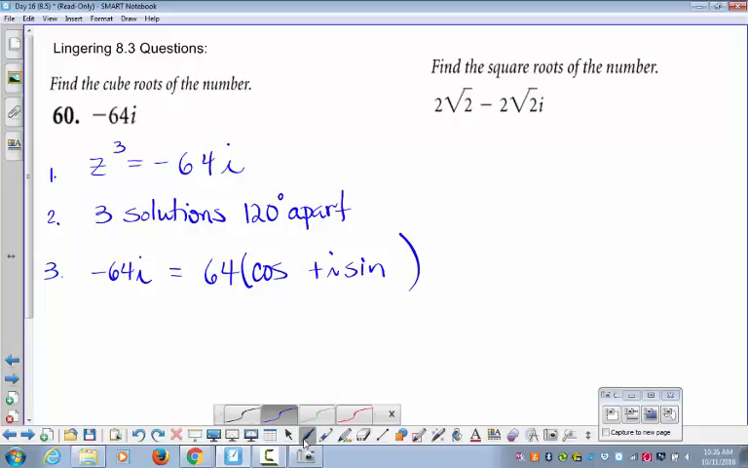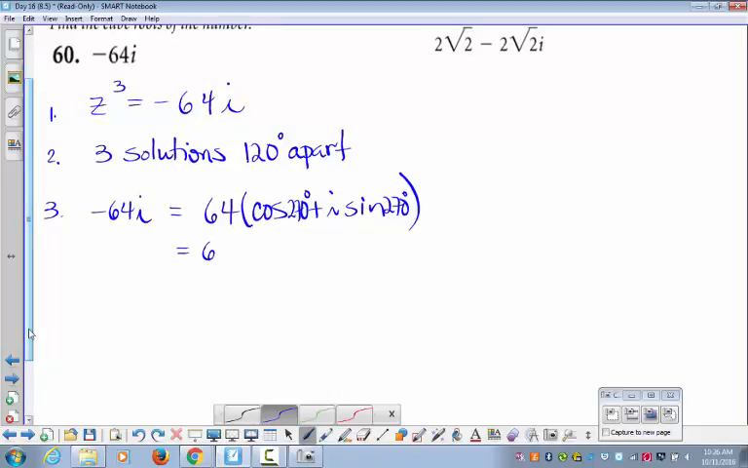What's theta? 270 degrees. Exactly, 270 degrees. Squeeze that in there. And if you want to write it in shorthand notation, which I think is really convenient, we would say 64 CIS 270 degrees. So that's the trigonometric form, also known as the polar form.